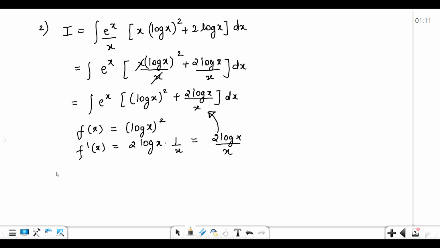Okay, so here we will write the property that the integration of e raised to x, f of x plus f dash of x, dx, will be equal to e raised to x f of x plus c.